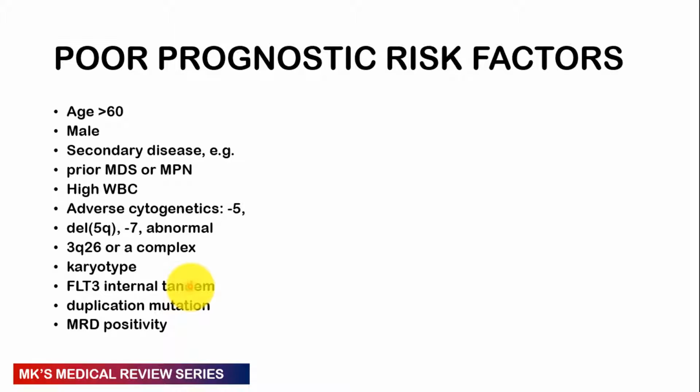Then poor prognostic factors include age greater than 60, male gender, secondary disease such as myeloproliferative disorders. Then you have a high white blood cell count, adverse cytogenetics such as some deletions, even some abnormal chromosome subtypes, which I won't go into so much detail of. If you're interested in hematology, you can find the details of this lecture in any hematology textbook.